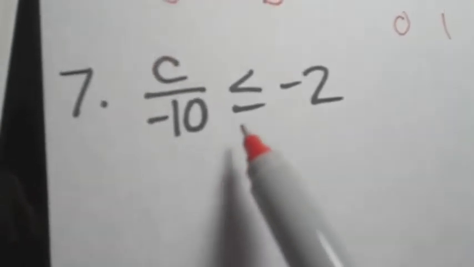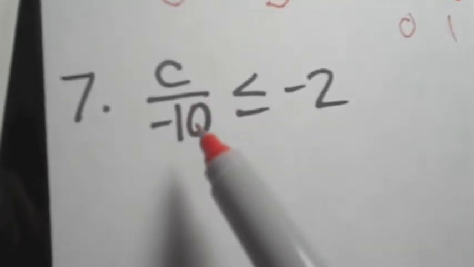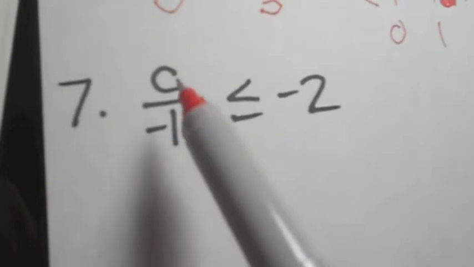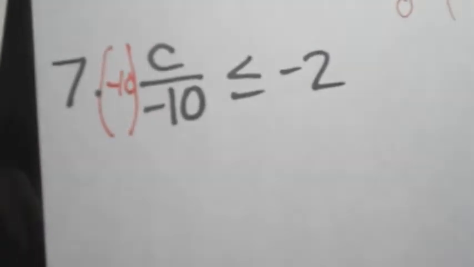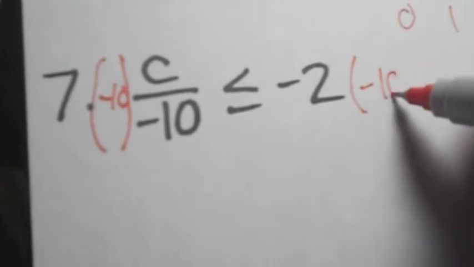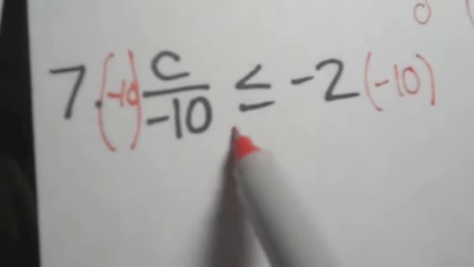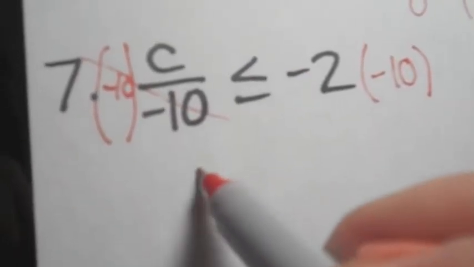Okay, we want to get C by itself. That's our first priority. Currently there is a negative 10 that's dividing C. So in order to get rid of this negative 10 so that C will be by itself, we multiply by a negative 10. Whatever we do to this side, we have to do to this side. Okay? These negative 10s are going to cancel, leaving C by itself.